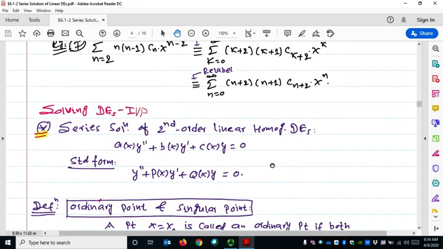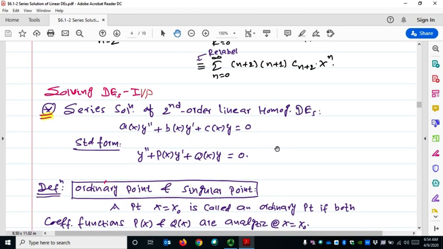So now that's the quick revisions. Now let's start solving the second order linear differential equations using series method. First, a quick recall: the second order linear homogeneous differential equation has a template in standard form. The general form is a y double prime plus b y prime plus c y equals 0.